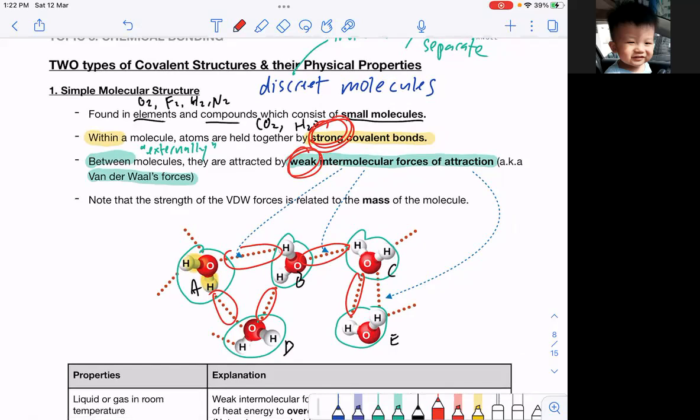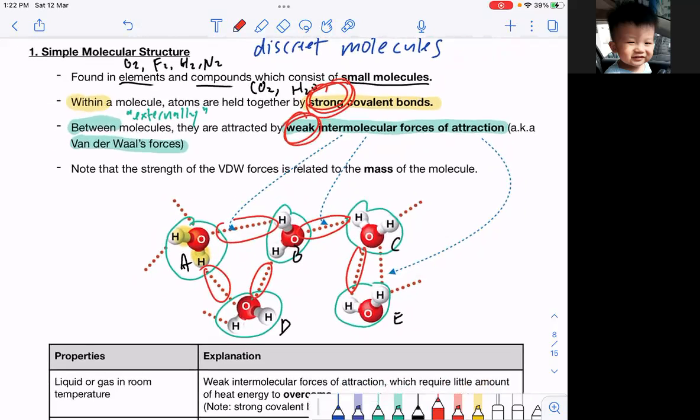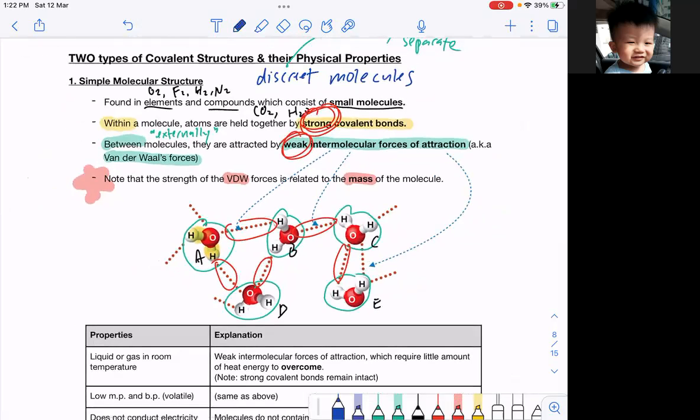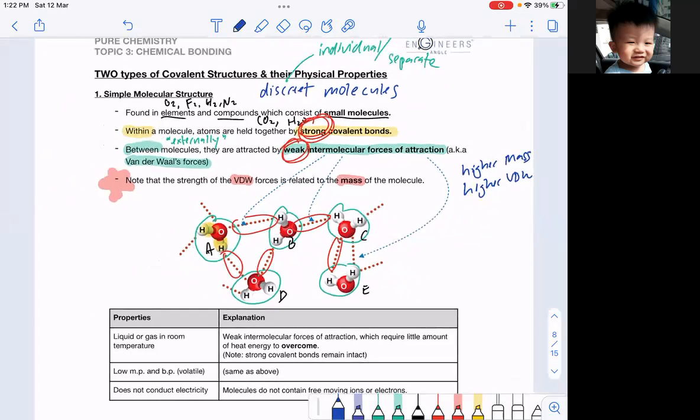Now, please note that this is a tidbit. It's interesting to know. Van der Waals forces, I just write short as VDW. Van der Waals forces is related to mass. Basically, what am I trying to say? Higher mass, higher Van der Waals. This is just something that you will eventually observe next time when you do harder questions.